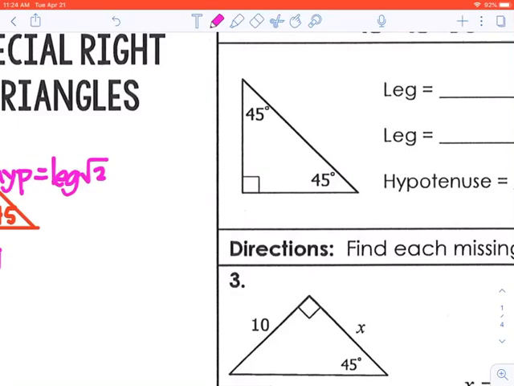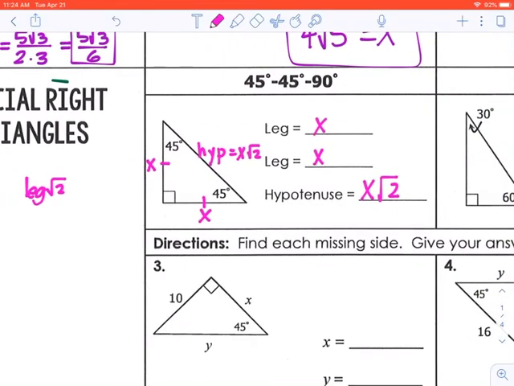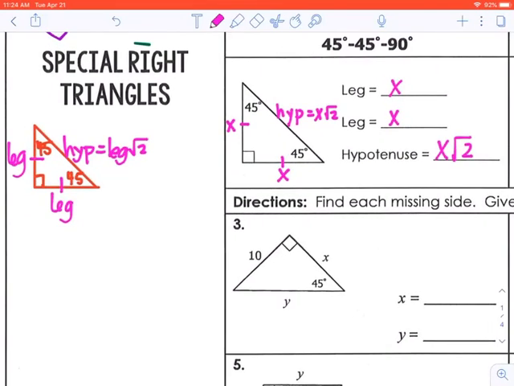So for instance, again, the legs are both equal, so if I called them both X, okay, the hypotenuse is going to be x times the square root of 2. So I'd call both of these x. So whatever x is, the hypotenuse is x times the square root of 2. So if the lengths of the legs were 5, then the hypotenuse would be 5 root 2. Okay? And that's the easier of the two, the 45, 45, 90.